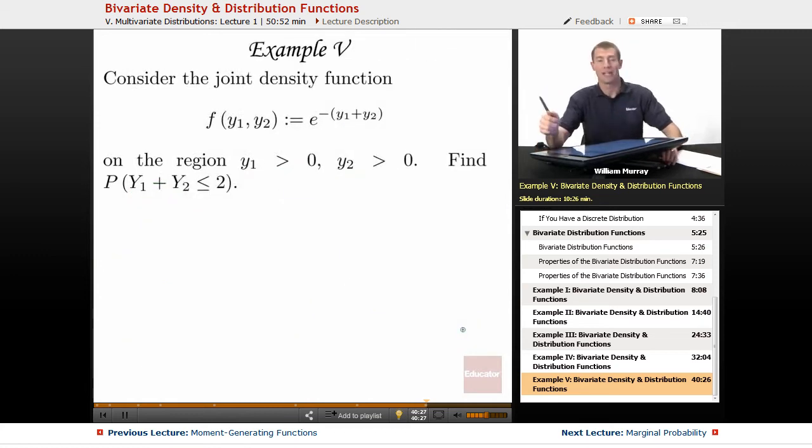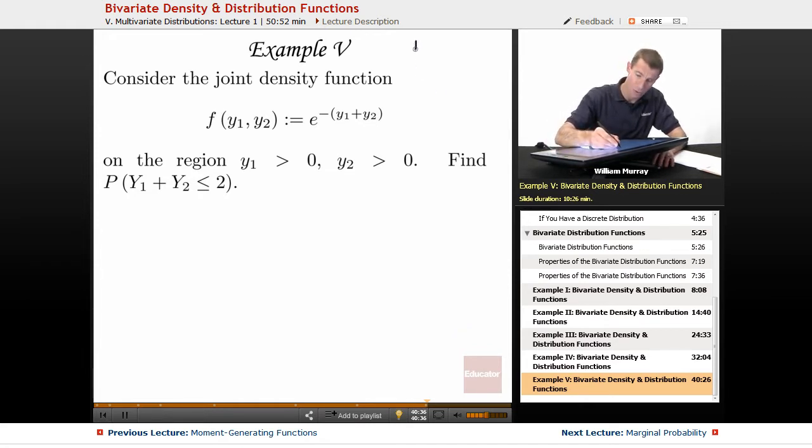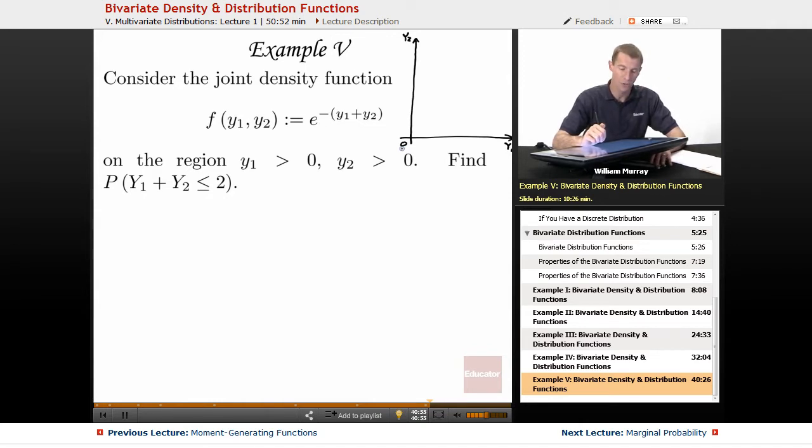Okay, so in example 5, we're going to look at the joint density function, the same one that we had in example 4. Let me go ahead and remind you what that looked like. There we had this graph, and we're looking at the entire positive quarter plane there. So there's y1, and there's y2, and everything's going from 0 to infinity. But we want to find the probability that y1 plus y2 will be less than or equal to 2.